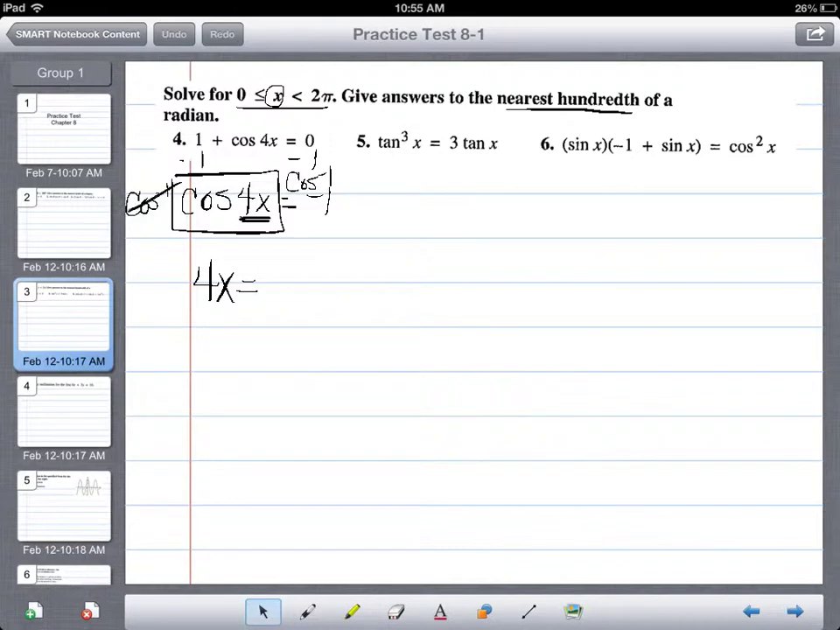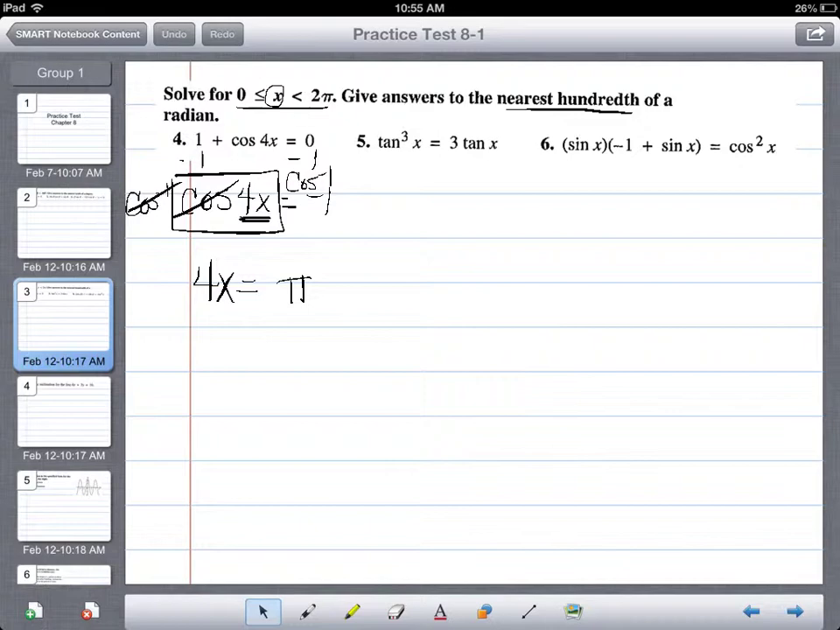Okay, so if I take the inverse cosine of both sides, that gets rid of the cosine on the left. The inverse cosine of -1, I can go on my chart and find that pi is the only place where cosine is a -1. Okay, now one thing I want you to just take a look at. This is what 4x is equal to.